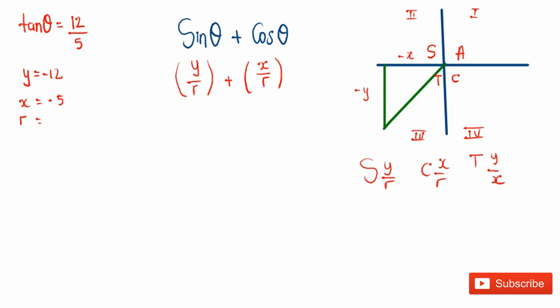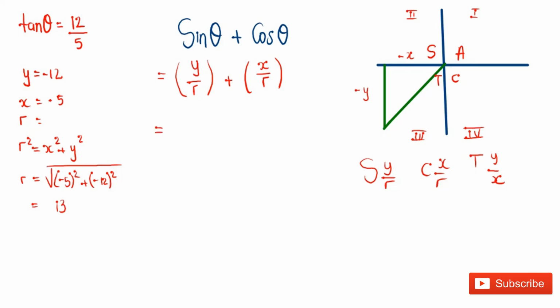Your Pythagoras theorem states that r squared is equal to x squared plus y squared. Okay, and your x squared is minus 5 all squared plus your y squared is minus 12 all squared, right, to get us your r. So your r is equal to 13. Okay, so that is the value of our r, right? So from here we can just continue and substitute.